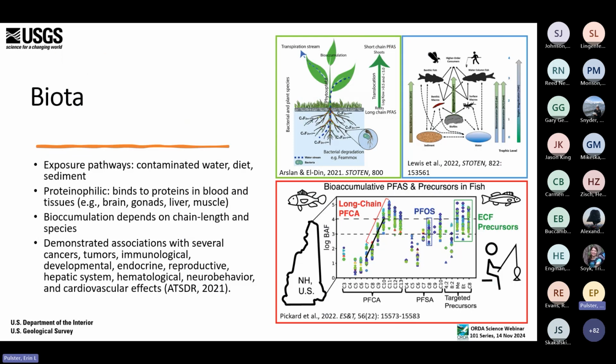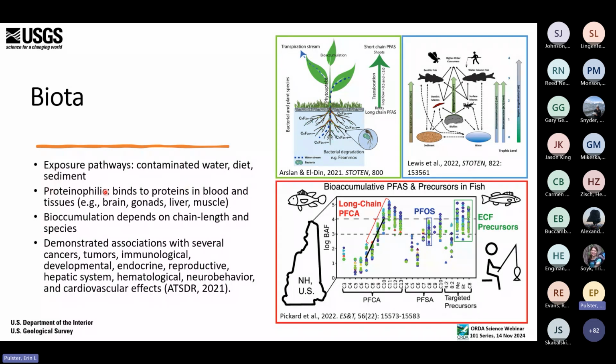Diagrams. Removal of PFAS by wetlands, Arslan and Eldon, 2021. Bioaccumulation of PFAS, Lewis et al., 2022. And bioaccumulative PFAS and precursors in fish, Pickard et al., 2022. In biota, it gets a little bit trickier. For most biota, the exposure pathways are contaminated water, diet, and food.